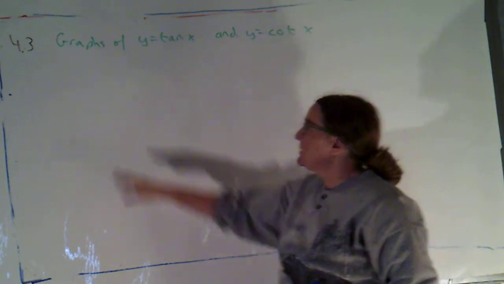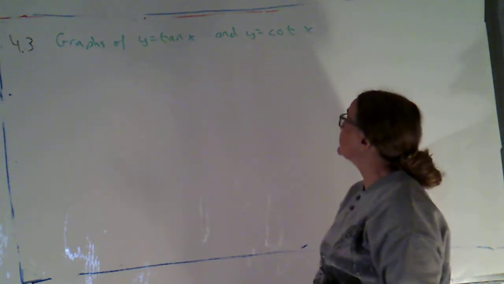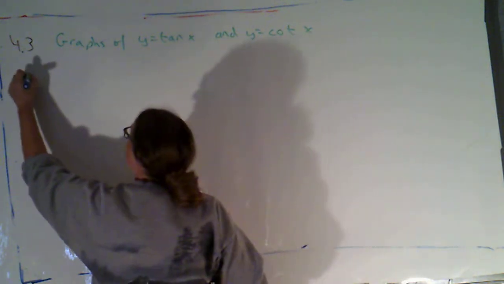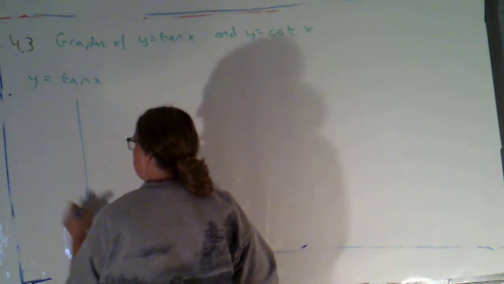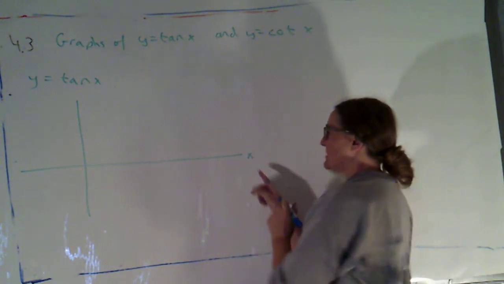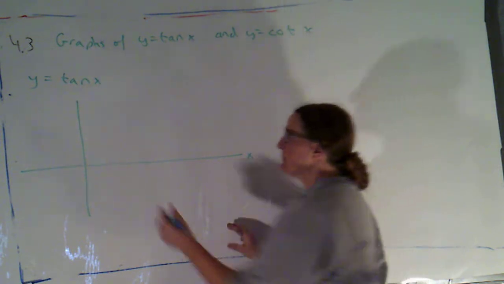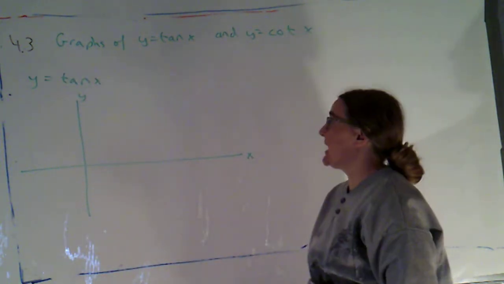So today we're going to be looking at section 4.3, which talks about the graphs of y equals tangent of x and y equals cotangent of x. So I want to just start with y equals tangent of x. So I'm going to be graphing that. So here's my x-axis, that's where I'm recording my angle. And here's my y-axis, that's where I'm recording the trig ratio I get from the tangent function.